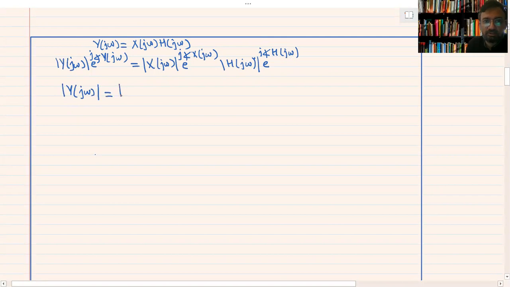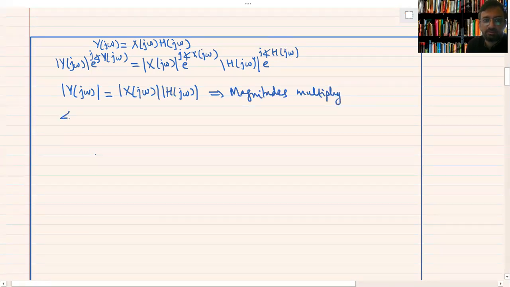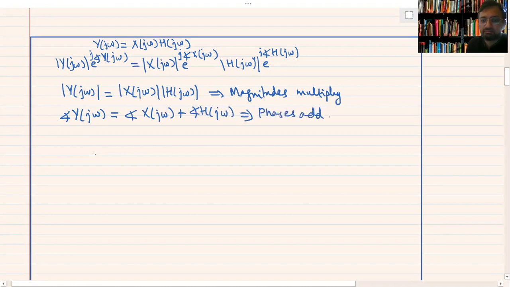of the output signal is the product of these two magnitudes. So magnitudes multiply, and the phase of Y(jω) is equal to the phase of X(jω) plus the phase of H(jω), and the phases add. Now the spectrum Y(jω) at the output of an LTI system, because Y(jω) is the product of X(jω) and H(jω). The output spectrum cannot be any bigger than X(jω) or H(jω) because of the multiplication operation.